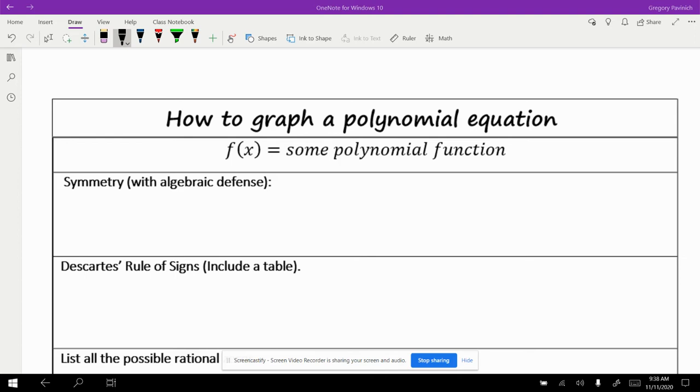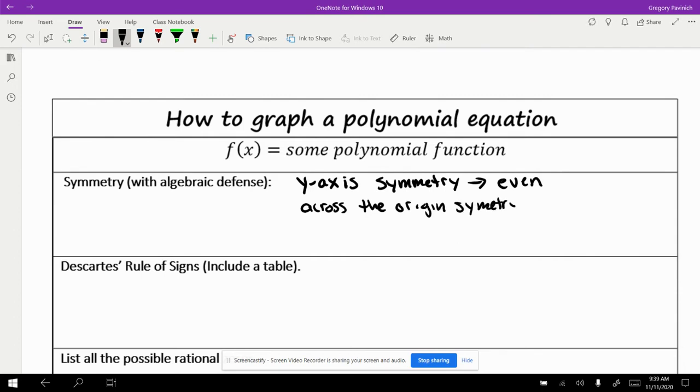So we want to prove whether our polynomial function has symmetry either across the y-axis, and that would be if we have an even function, or origin, it's symmetry across the origin, and that would be if I have an odd function.